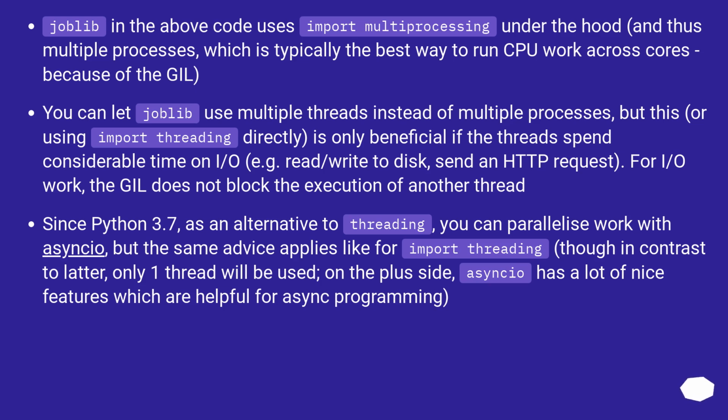Since Python 3.7, as an alternative to threading, you can parallelize work with asyncio, but the same advice applies as for import threading, though in contrast to the latter, only one thread will be used. On the plus side, asyncio has a lot of nice features which are helpful for async programming.